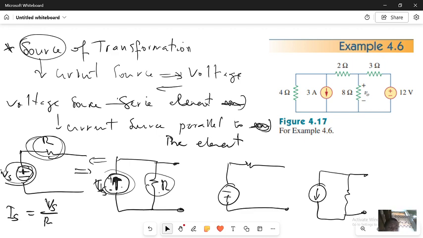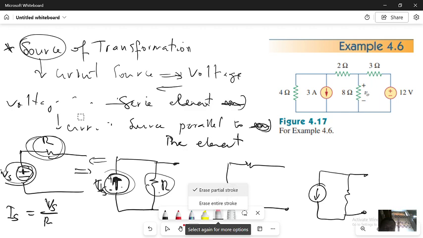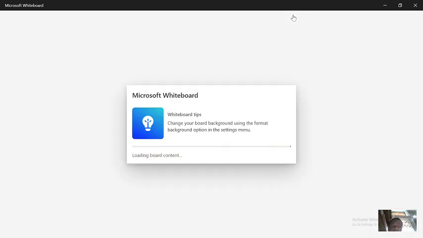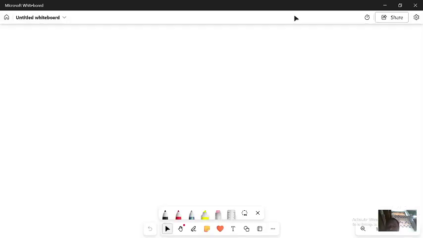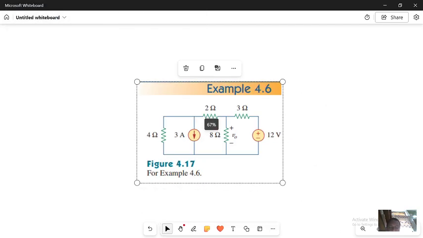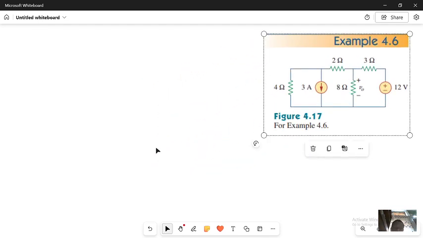That is the source transformation, either dependent or independent. All will be the same; we can transform them. Now, let's see this example. We also have to know that when we do the source transformation, by the end you can use any method that we learned before: current division, voltage division, any.